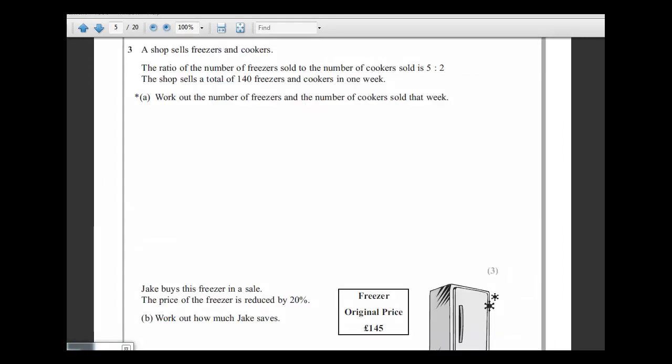Okay, question 3. A shop sells freezers and cookers. The ratio of the number of freezers sold to the number of cookers sold is 5 to 2. If the shop sells a total of 140 freezers and cookers in 1 week, A, work out the number of freezers and the number of cookers sold that week. So we know the ratio is 5 to 2. So in total there are 7 shares. So each share individually is worth 20.